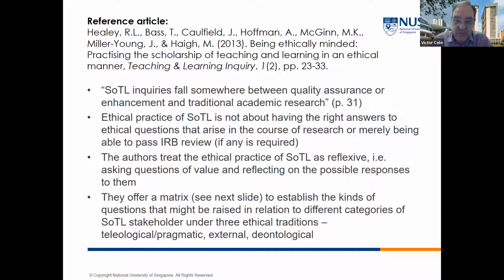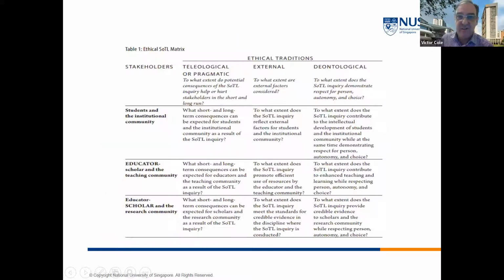They do offer a matrix in the next slide I'll share with you to establish the kinds of questions that might be raised in relation to 3 different categories of stakeholder under 3 different ethical traditions that they describe as teleological, pragmatic, external, and deontological. And it looks like this. It's quite a bit to digest at a glance. This is their more generic table.